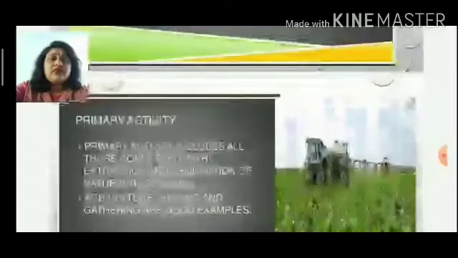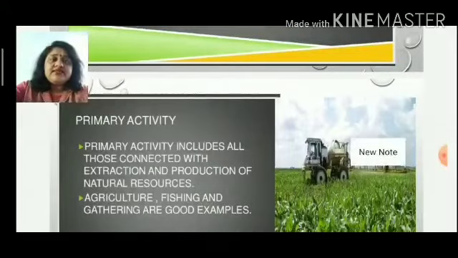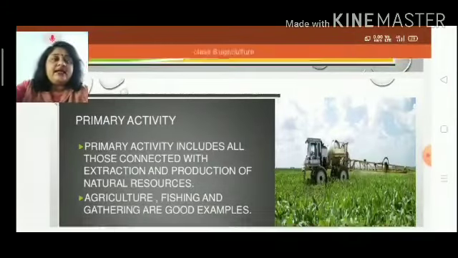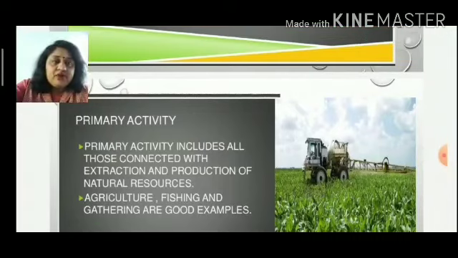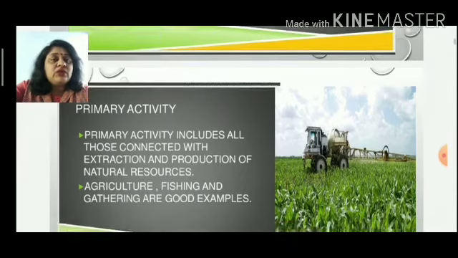Now here comes the picture. As we are revising again, you can see a modern tractor here. Okay, cultivation work is going on, right? Extraction, see here it is written that primary activity includes all those connected with extraction and production of natural resources. Examples are agriculture, fishing, gathering.